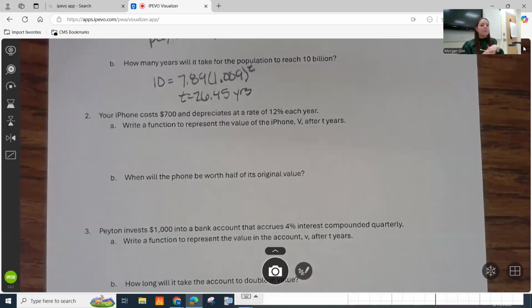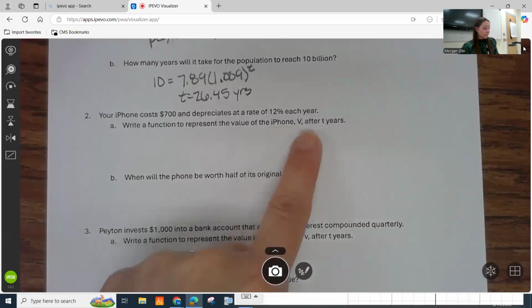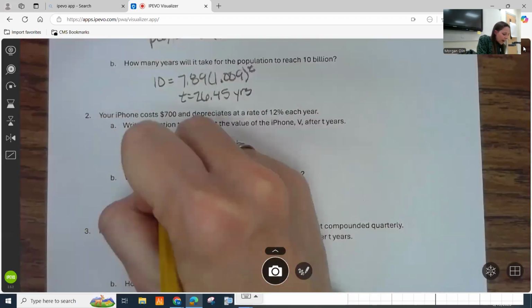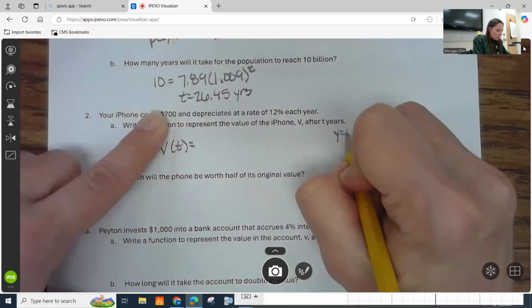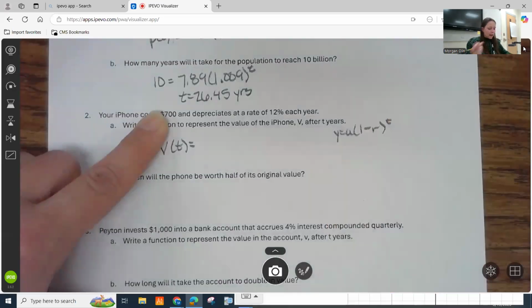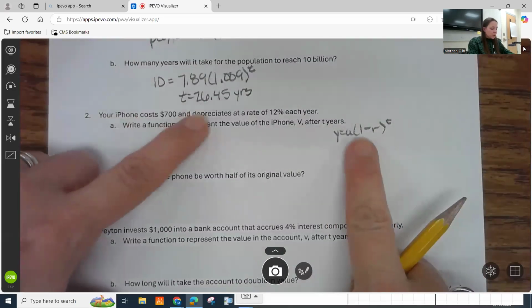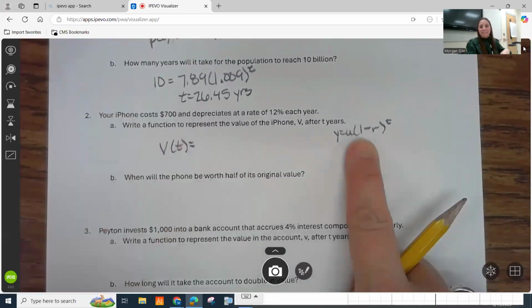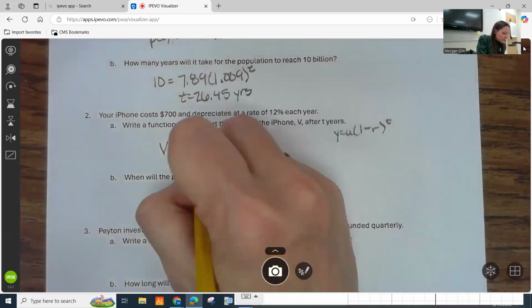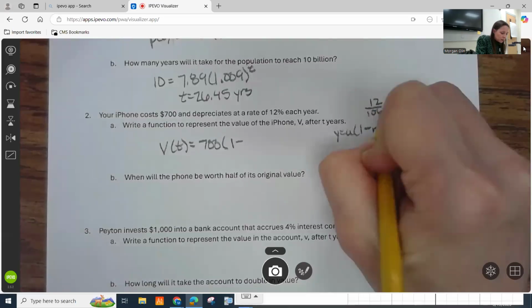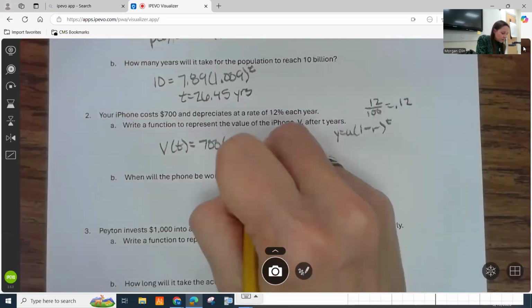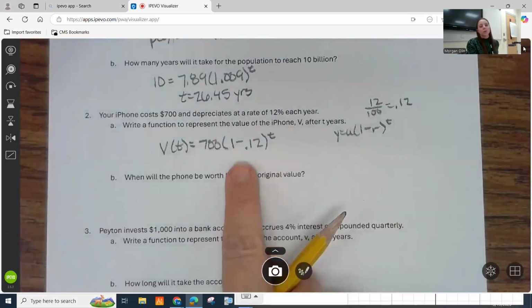Number 2. Your iPhone costs $700 and depreciates at a rate of 12% each year. Write a function to represent the value of the iPhone, V, so the value, after t years, so V of t. All right, now this time, y equals a times (1 minus r) to the t, or x, or whatever. It depreciates means you're taking away, you're minusing, you're going down. All right, so we're starting off with 700, times 1 minus, now take 12 and divide by 100, and you should get 0.12, to the t. So here's our formula right here.